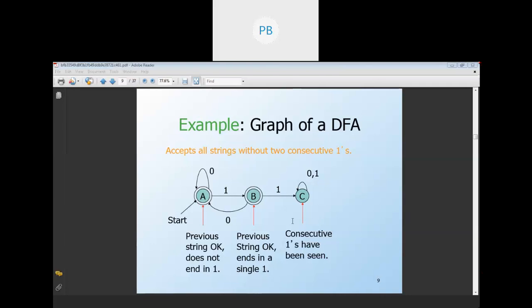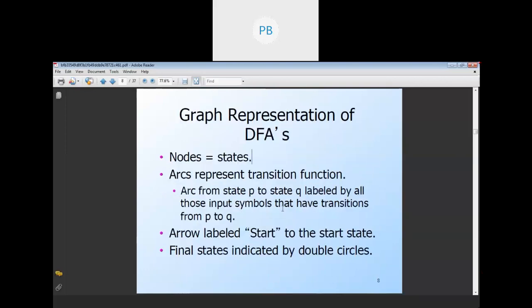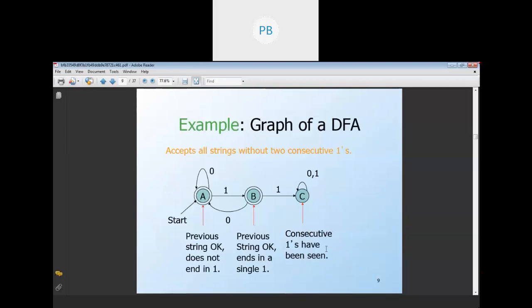As I told you, within the 5 tuple there is a transition function which highlights your present state, what the input symbol is, and what output you will get. For example, we can elaborate using this. A is your present state. You insert 1 as the input symbol, then you will reach B.